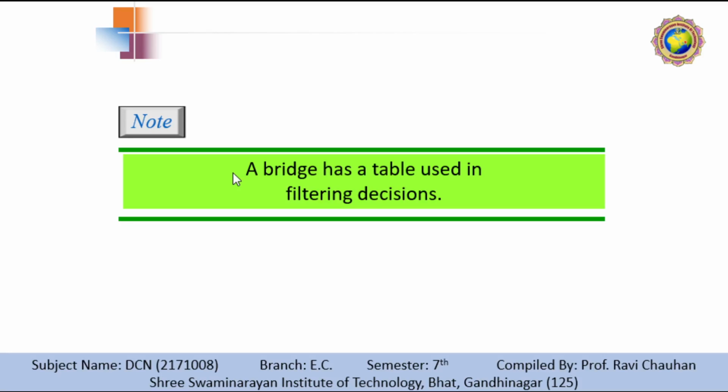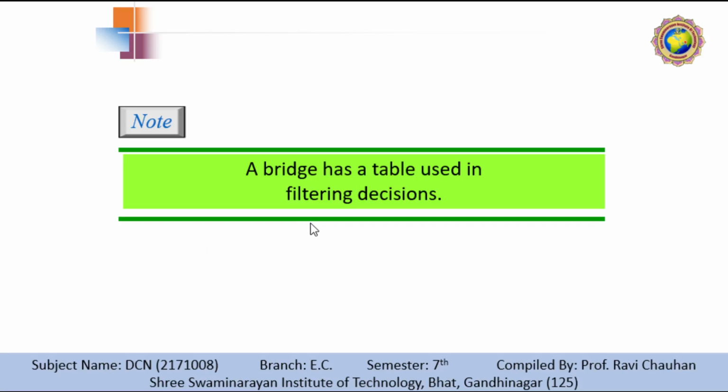Next is the bridge. A bridge operates in both the physical and the data link layer. As a physical layer device, it regenerates the signal it receives. As a data link layer device, a bridge can check the physical addresses, just like the MAC address, source and destination, contained in a frame. So for that, the filtering concept is there.